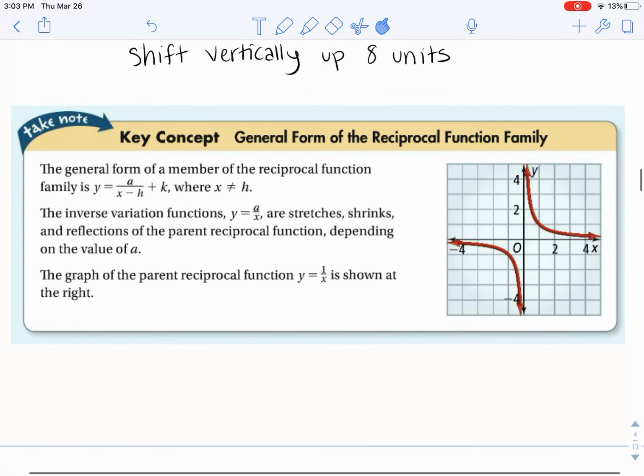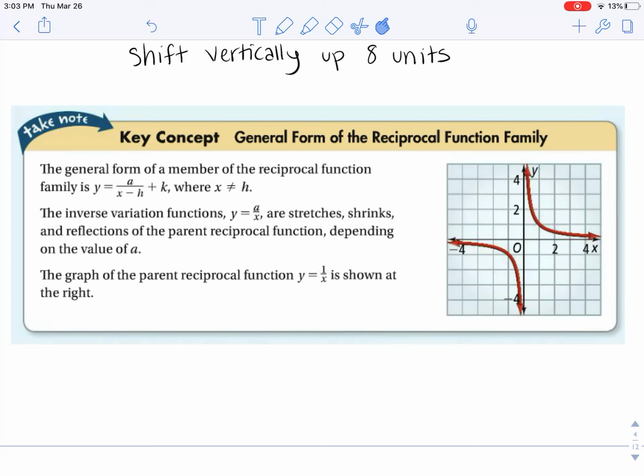Okay, so key concept. The general form of a member of the reciprocal function family is y equals a over x minus h plus k, where x cannot equal h. The inverse variation functions are y equals a over x. So if we have any number over x, kind of like in section 1, these end up being stretches, shrinks, and reflections of the parent reciprocal function, depending on the value of a.